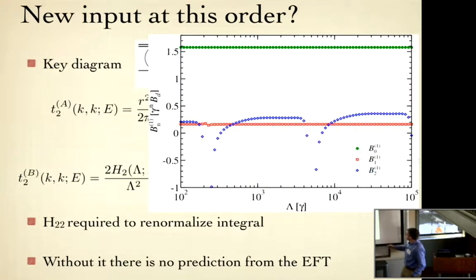So here I'm showing, this plot requires a little explanation. Here I'm showing the energy of the excited trimer when you fix the atom-dimer scattering length. Green is leading order, red is next to leading order, and blue is N squared LO. These are the different pieces of the energy with the effective range divided out, and this is versus cutoff. So you see that everything's stable at this order, but if you don't add this additional piece of short distance physics, there's no prediction at N squared LO. There's significant cutoff dependence.